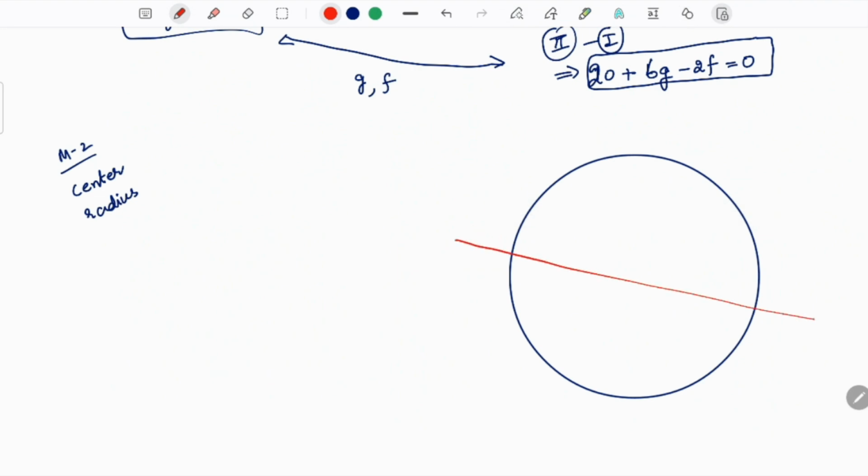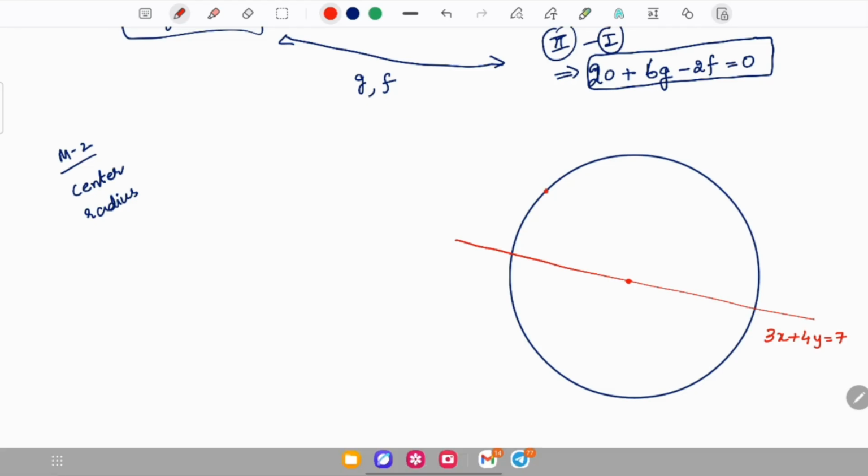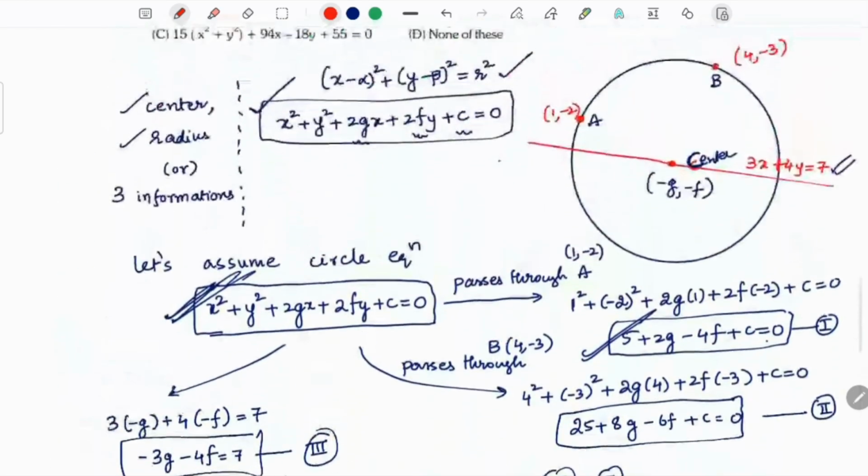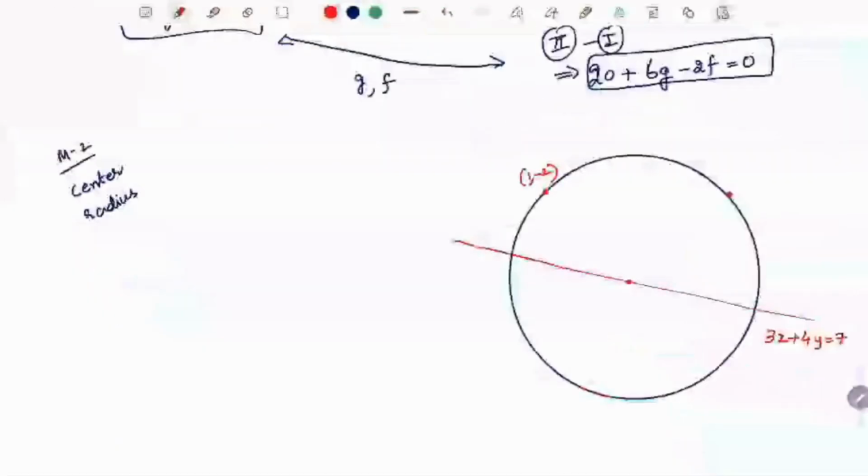So okay. 3x plus 4y is equal to 7 passes through the center. That means this is one diameter. And the circle is passing through 1 comma minus 2 and 4 comma minus 3. So one important note we are writing: if any 2 points are given on the circle, that means indirectly you know one diameter.